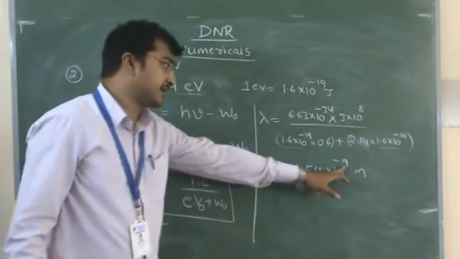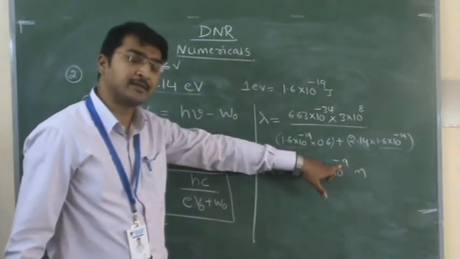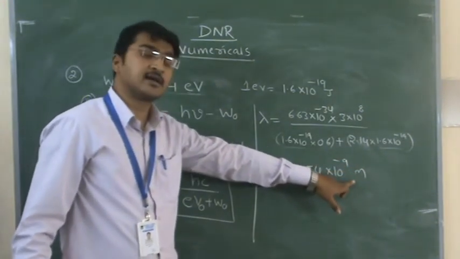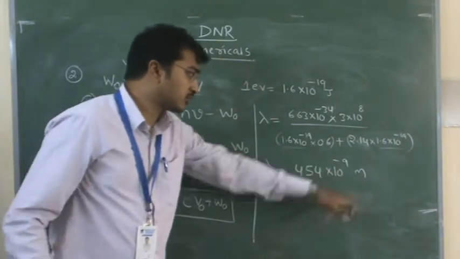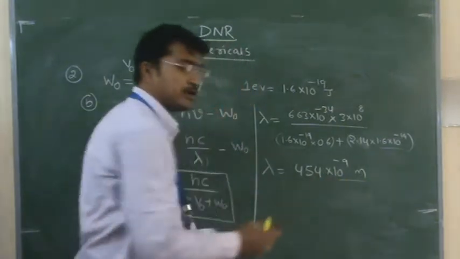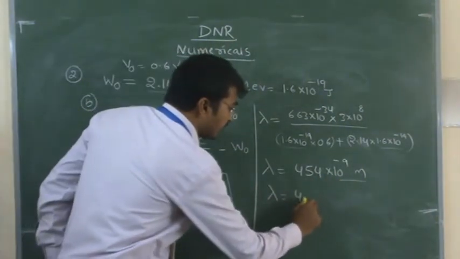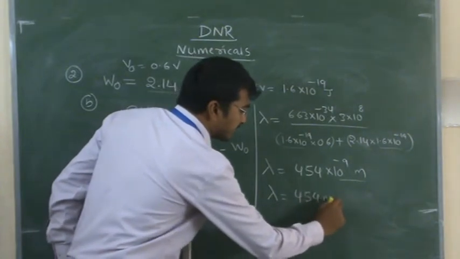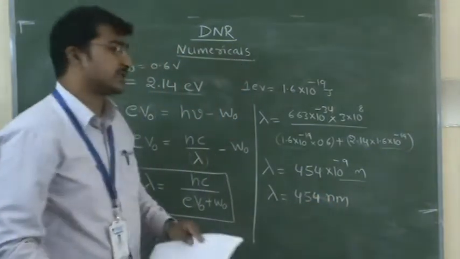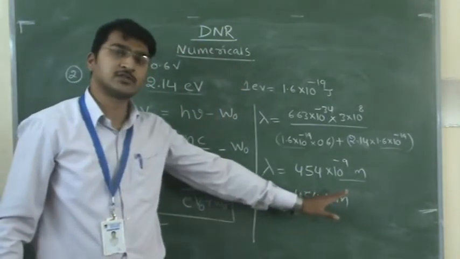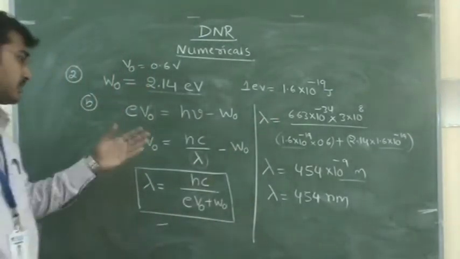I am taking the power as minus 9; you can take minus 10 also. If you get the power in 10 to the power of minus 10, make it an angstrom. 10 to the power of minus 9 meters is nothing but a nanometer. So the answer is 454 nanometers, nm, otherwise 4540 angstroms. You will get it. Please make a note of it.